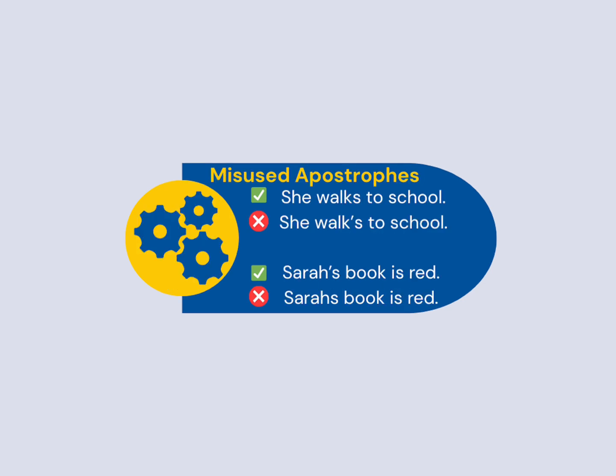Misused apostrophes. A common mistake is using apostrophes where they don't belong, especially in regular verbs and plurals. For example, you might see someone write, "She walk's to school" with an apostrophe. That's incorrect. Apostrophes are only used for two things: showing possession, like Sarah's book, or creating contractions like "she's happy" for "she is happy." In the sentence, "she walks to school," there's no possession and no contraction, so no apostrophe is needed. Just remember, if you're not showing ownership or combining two words, leave the apostrophe out.